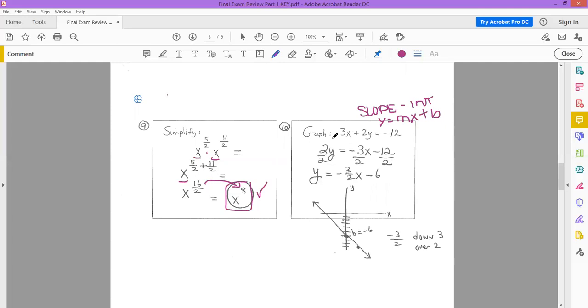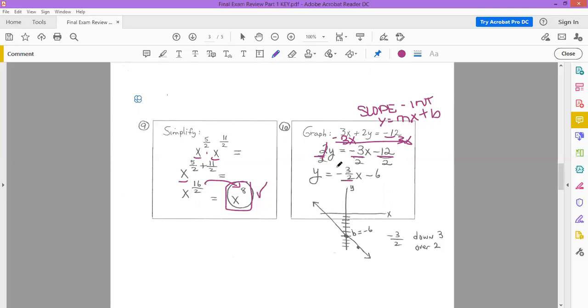To do that, we're going to subtract 3x from both sides of this equation. And that gives us 2y equals negative 3x minus 12 on the right side of the equation. And then lastly, we're going to divide every term by 2. The 2's will cancel on the left, leaving y. And on the right side, this is negative 3 halves x, so 3x divided by 2, and then minus 12 divided by 2, that gives us minus 6.